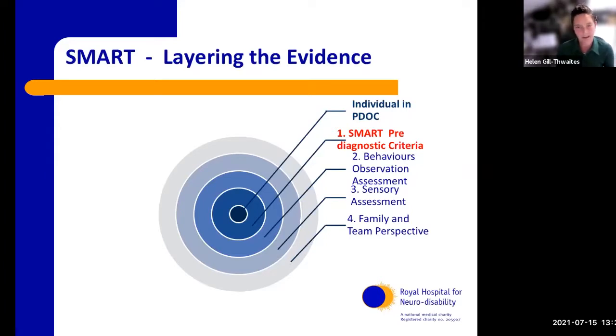And these here on the screen are those investigative tools we use for SMART and PDOC. We want to do a deep investigation, make sure no stone is unturned. We take the assessment process very seriously. So here we have the first part, which Karen talked about, the SMART pre-diagnostic criteria, which I'll talk about in a minute. Then we have the formal aspect, the behavioural observations and the sensory assessment, and then the family and team perspective. Thanks, Karen.